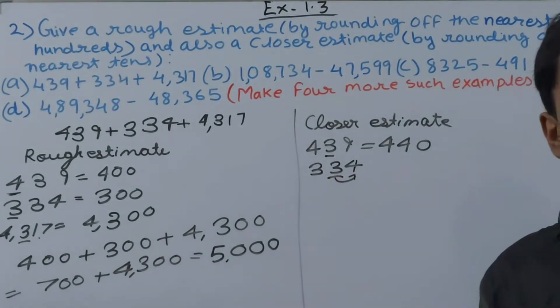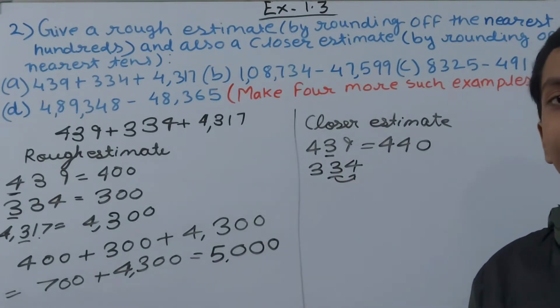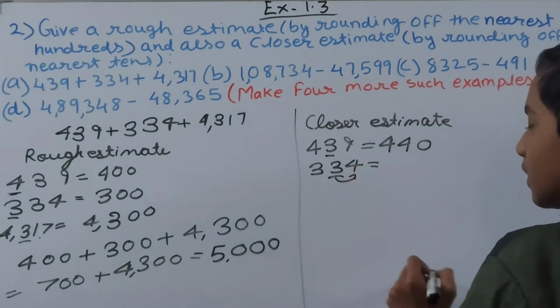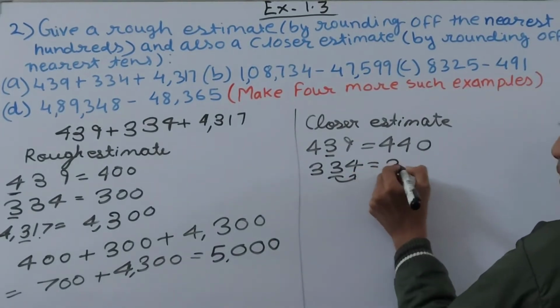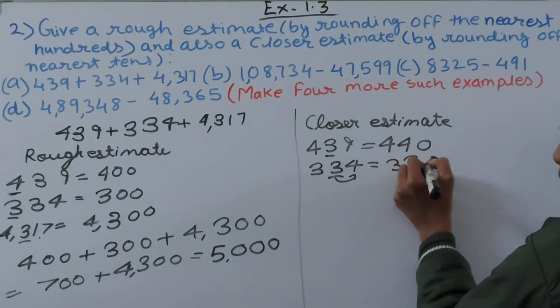Then 334 here, again see the tens place 3, move one place back, we are having 4. So 4, what does it mean? The digit at the ones place will be 0, but nothing will be added to the digit at the tens place, because it is the place we are rounding off. So that is 3 and 4 will turn to 0, 330.